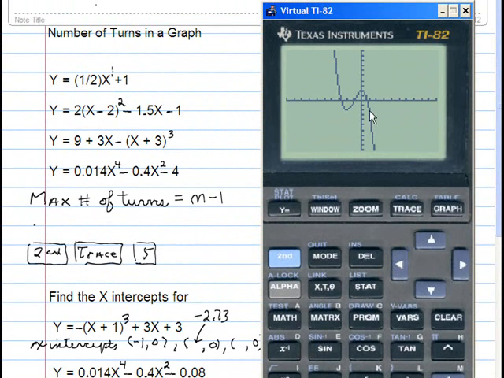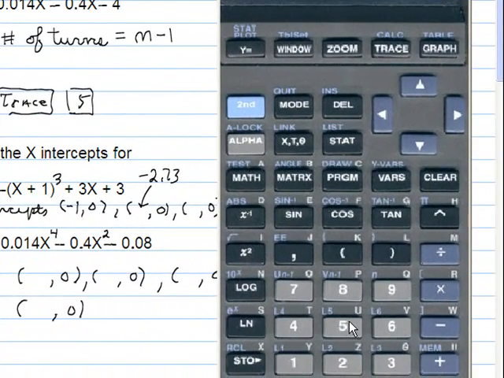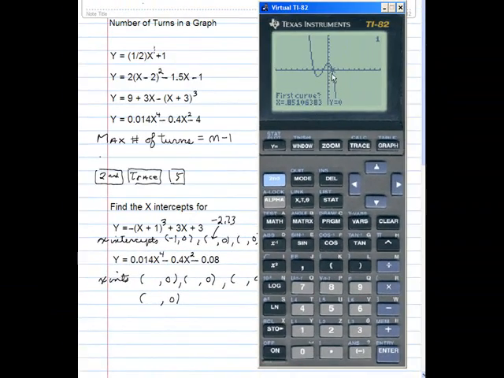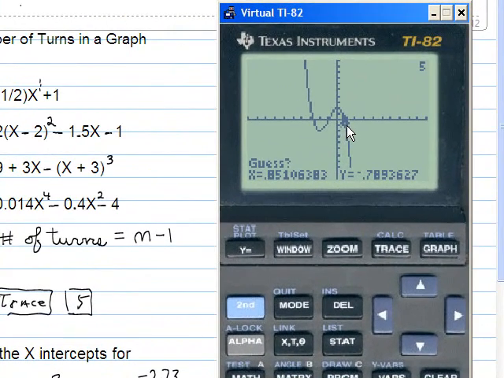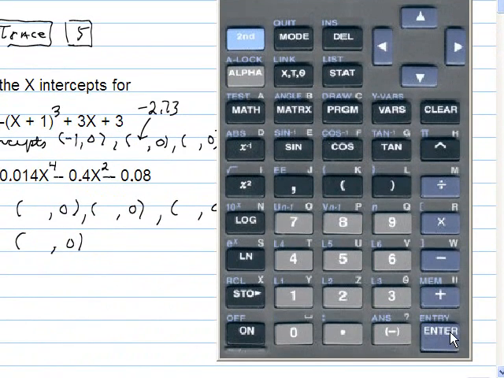We want to figure out now this last intercept, so I'm going to hit the trace, and I'm going to take it to function 5, and I'm going to trace over to where they cross, and I'm going to do my second trace 5. So second, trace, and then 5 is intersect, and it says what's the first curve, and I'm tracing along curve 5 there, so that's my first one, so I say enter. Then the second one says curve 5, so I enter, and then it says guess. Now guess means get me close to where they cross. Well, you can see my tracer is close to where they cross, so I'm just going to hit enter again.